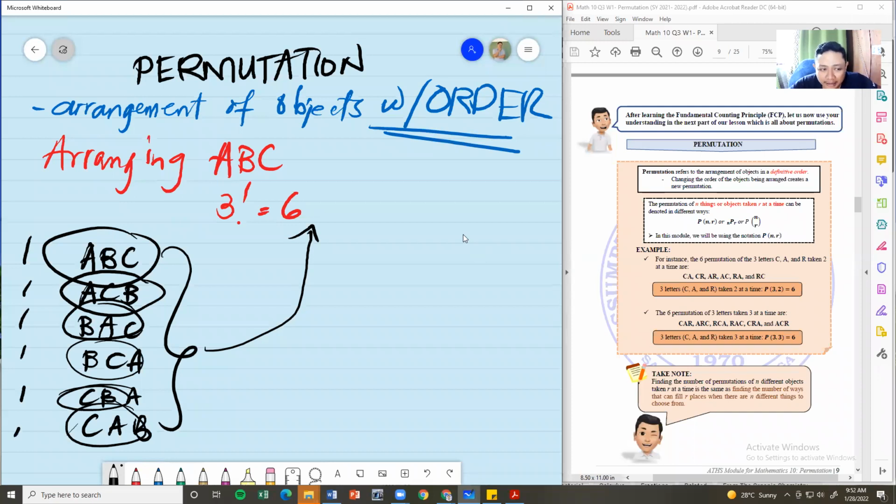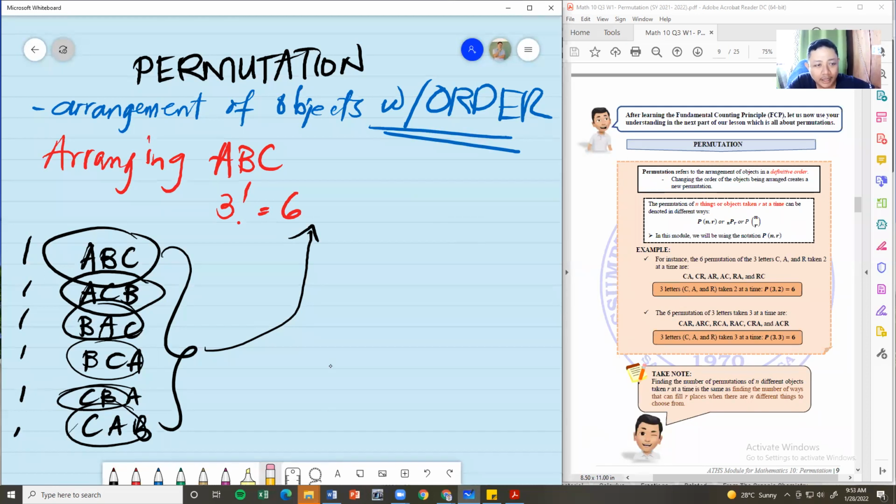At may order sila. Meron silang ABC is a different order from ACB. And it's a different order from BAC. And it's a different order from BCA. Kasi iba't iba yung order nila. That's what permutation is all about. Meron silang specific orders na sinusunod. At iba-iba yung bawat posisyon.